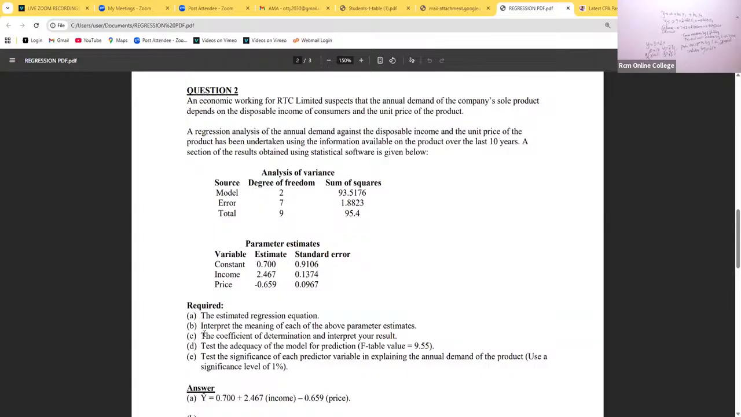All right. So coefficient of determination, I'm waiting to hear.